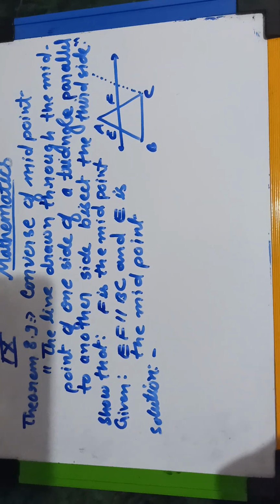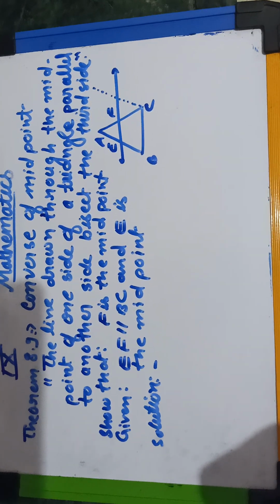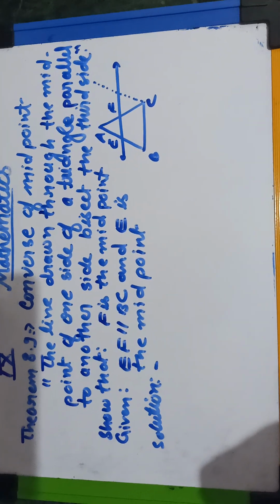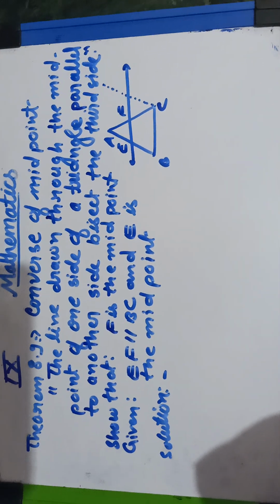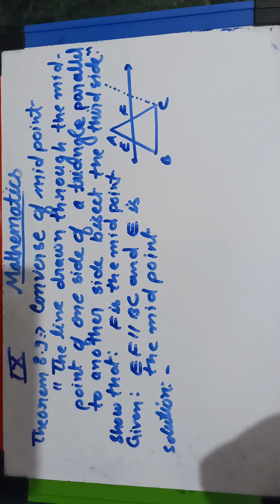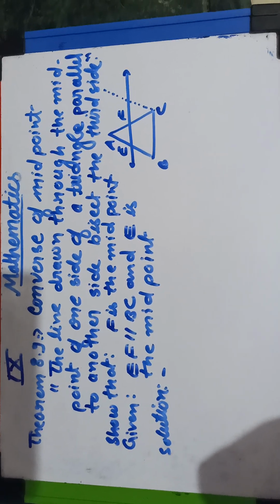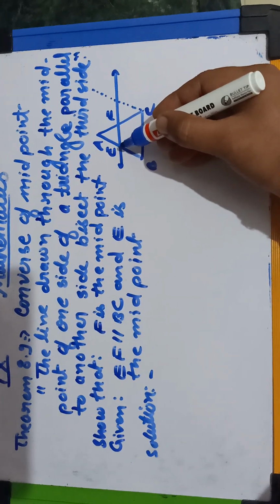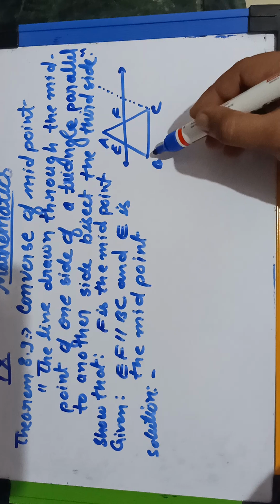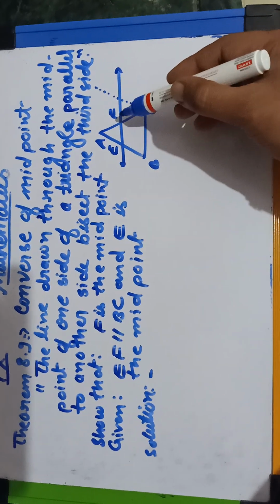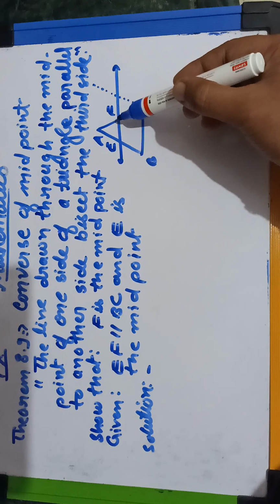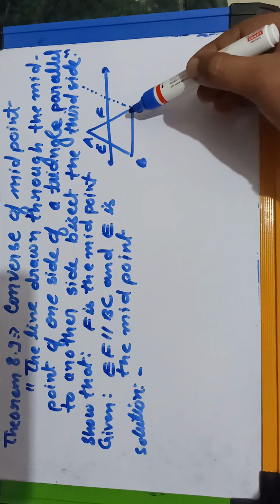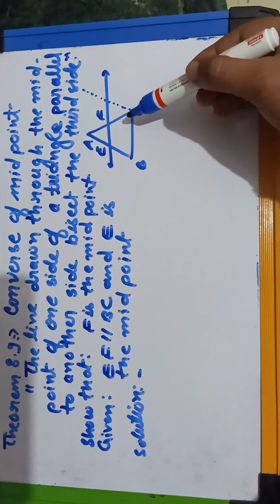As you remember from the previous video, we are solving the theorems continuously, and it is time to learn the converse of the midpoint theorem. The statement is: the line drawn through the midpoint of one side of a triangle, which is E, parallel to another side BC, bisects the third side. It means F is the midpoint of AC. This we have to show in the converse of the midpoint theorem.